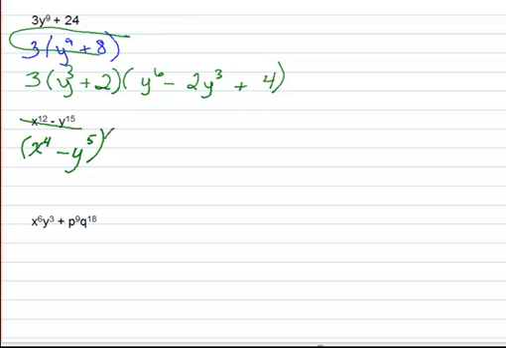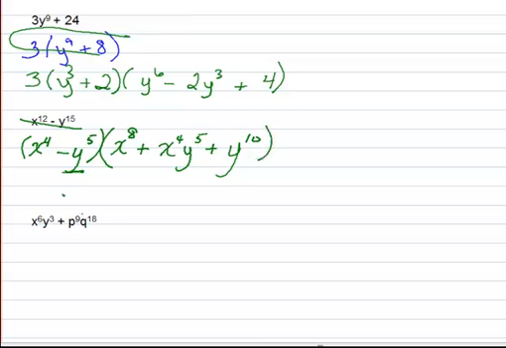And now we just follow that same process. Square the first, change the sign, multiply the 2, always a plus. Sorry about that. Always a plus, and square the second. So that's y to the 10. And that's done.